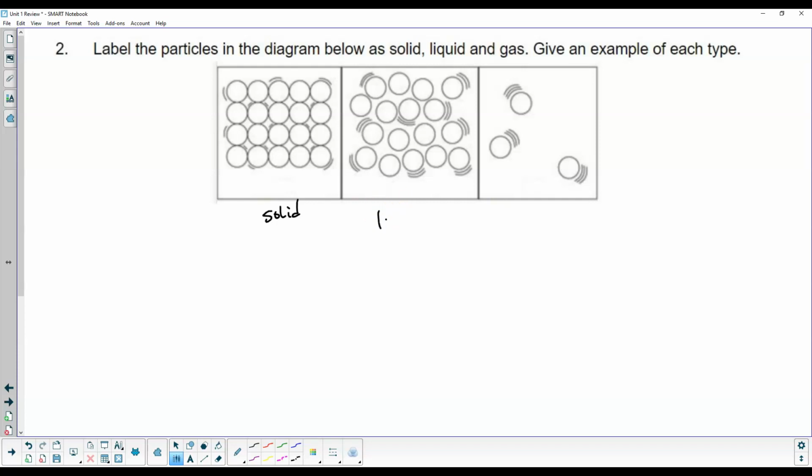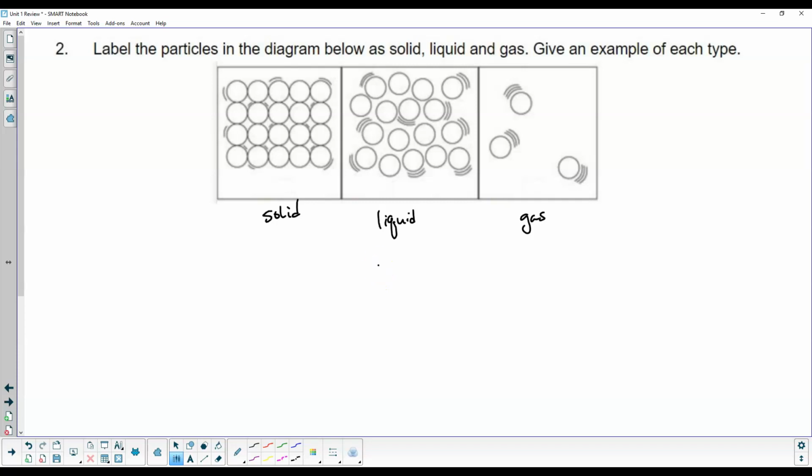This one's trying to demonstrate a liquid because notice they're still kind of moving, but they're still clumped together, but they're able to flow past one another. And this is going to be a gas because they're spread far apart, able to bounce off the walls of the container.